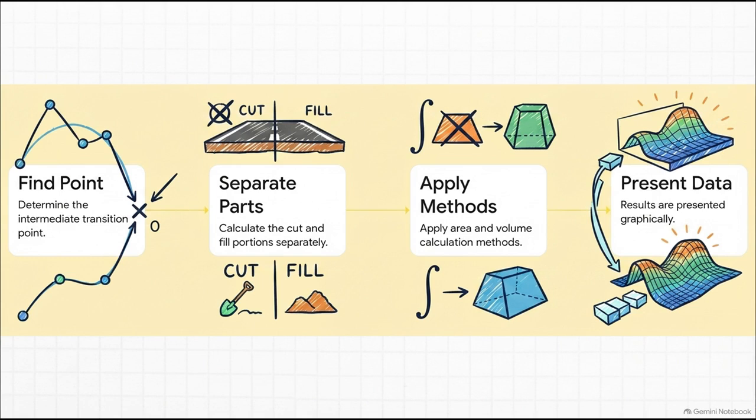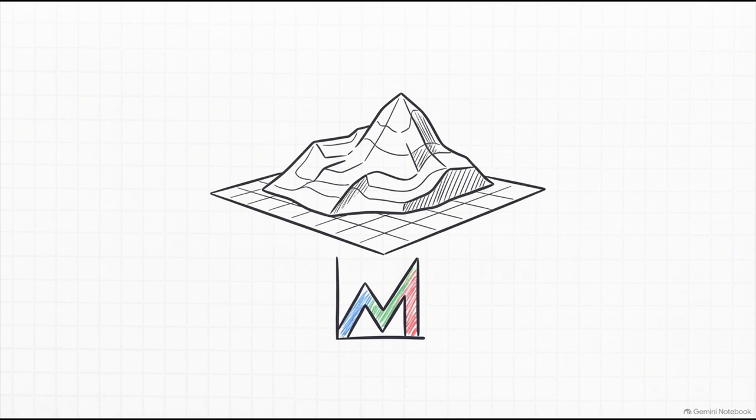Well, because if you try to calculate volume across a zero point using standard trapezoidal rules, you actually create a mathematical void that drastically underestimates the amount of earth. Moving on to step 3, the software applies precise integration, often using the prismoidal or average end area methods, directly to these segregated portions. And finally, in step 4, the algorithm compiles all this dense geometric data so it can be presented visually, bringing all those raw numbers into a usable, human-readable format. That final step, it's a complete game changer on a busy construction site.